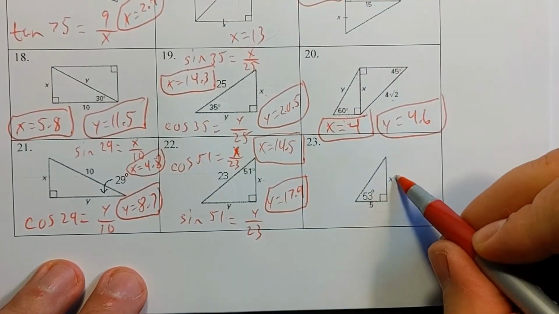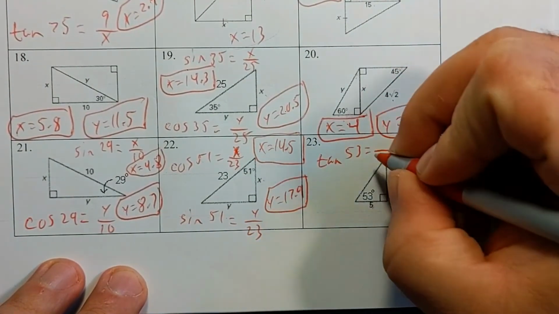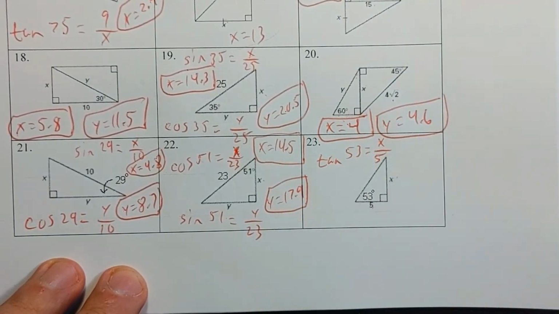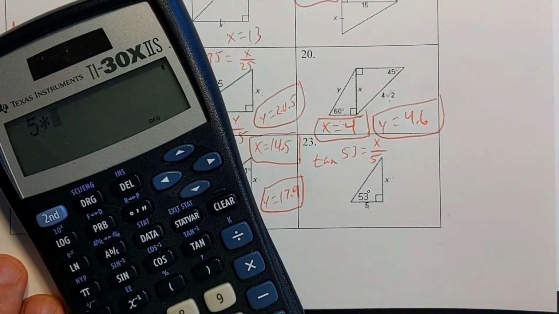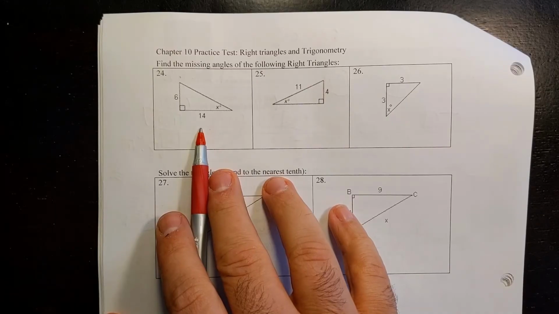23, same process, that's opposite, that's adjacent. Opposite and adjacent is tangent. Opposite goes to the top, adjacent goes down to the bottom. And then x is on top, you're going to multiply this one. 5 times the tangent of 53. You get 6.6.